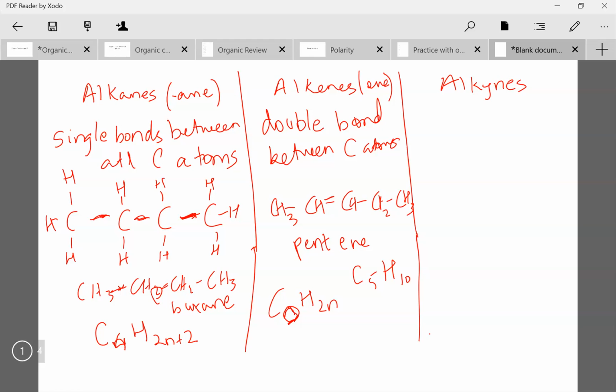An important thing to note is that you also have to specify where the double bond is in your carbon chain. So this would be pent-2-ene because the double bond is on the second carbon. This is the first carbon. Pent-1-ene would look like this.